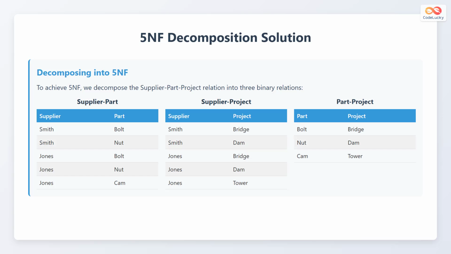The first table is supplier-part with columns supplier and part, with data for Smith, Jones, bolt, and nut. The second table is supplier-project with columns supplier and project, with data for Smith, Jones, bridge, dam, and tower. The third table is part-project with columns part and project with data for bolt, nut, cam, bridge, dam, and tower.